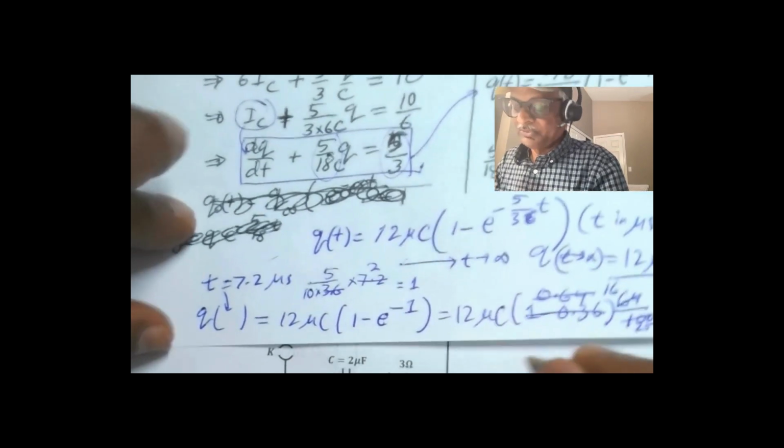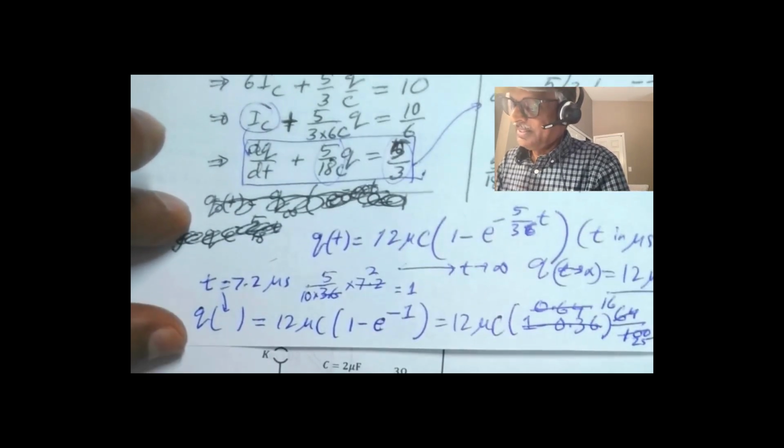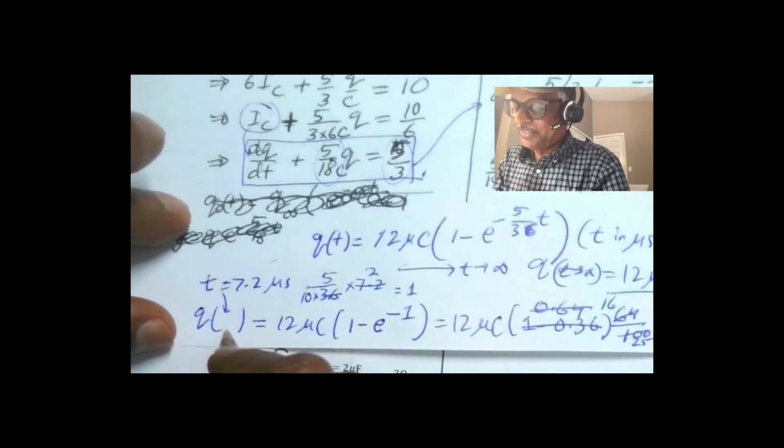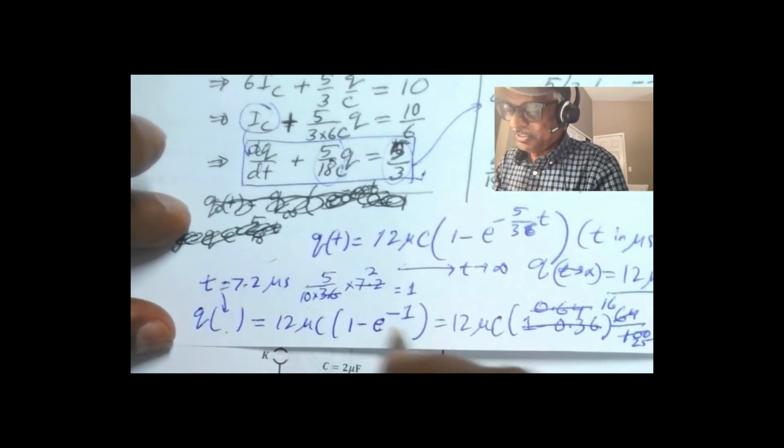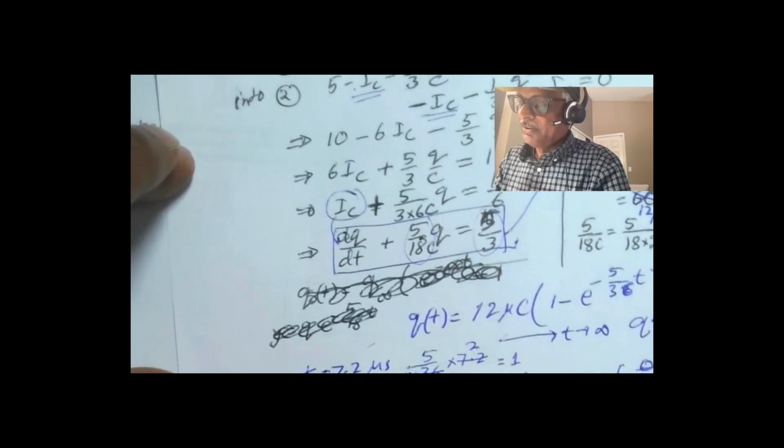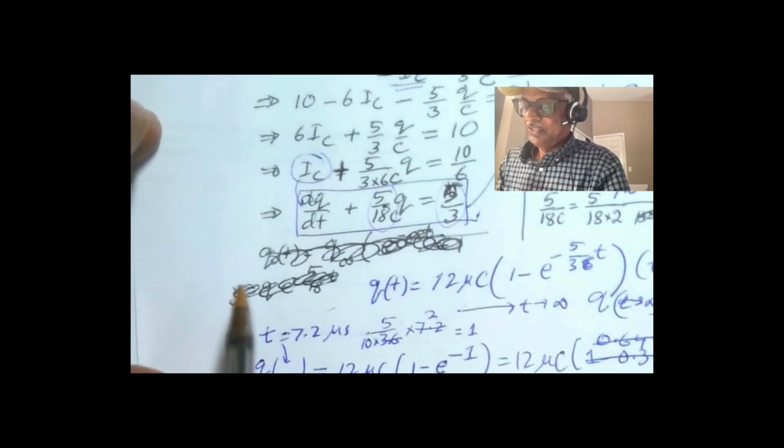This is not what the question asks. We're trying to figure out what the Q is, but the question is about the current. So actually, the current is much easier to get.